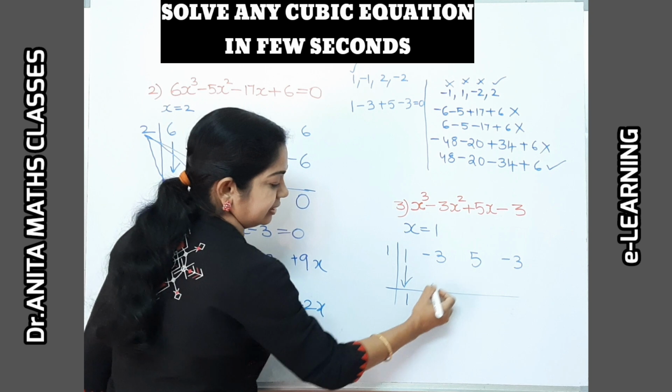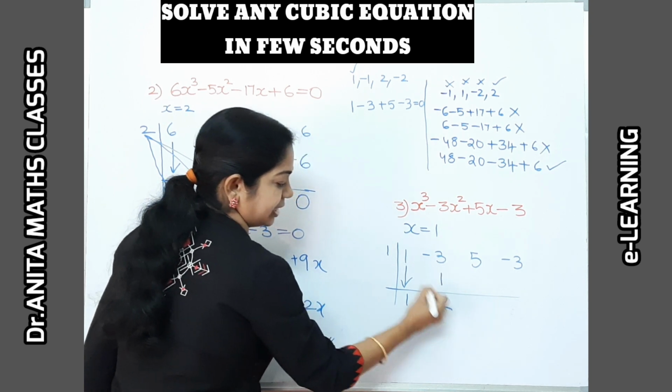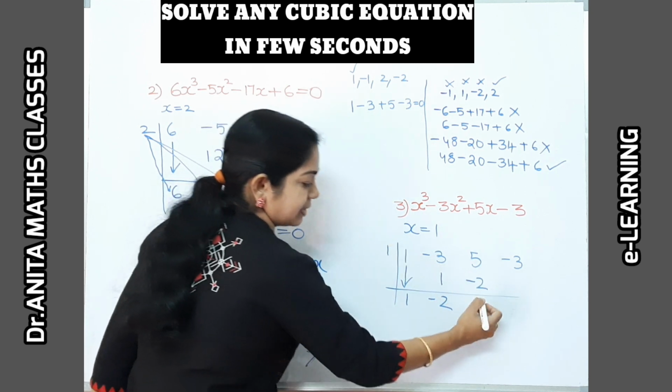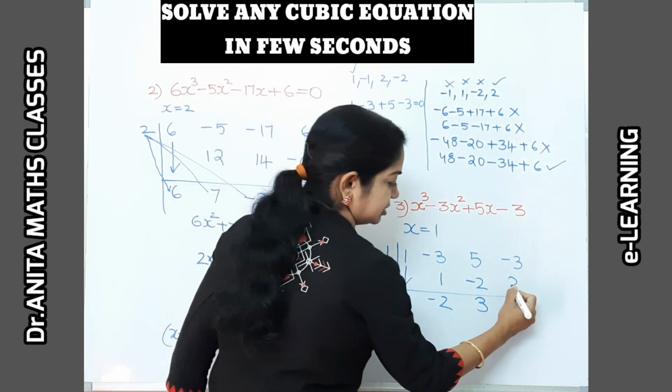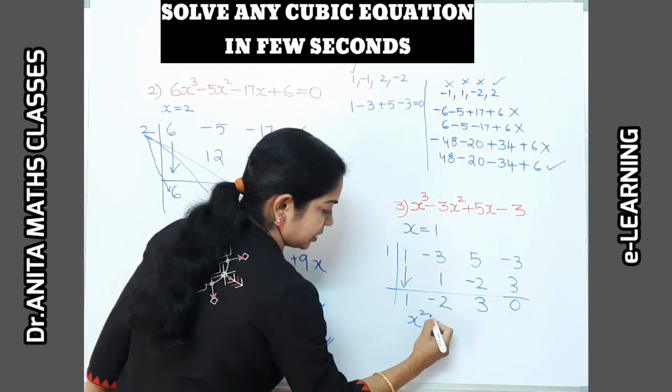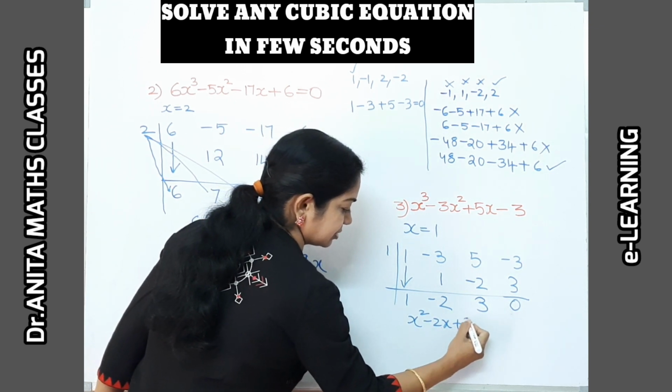1. Diagonally multiply. So you get minus 2. Diagonally multiply. You get here minus 2 into 1 is minus 2. So 3 into 1 is 3. So minus and plus 0. So here that is x square minus 2x plus 3.